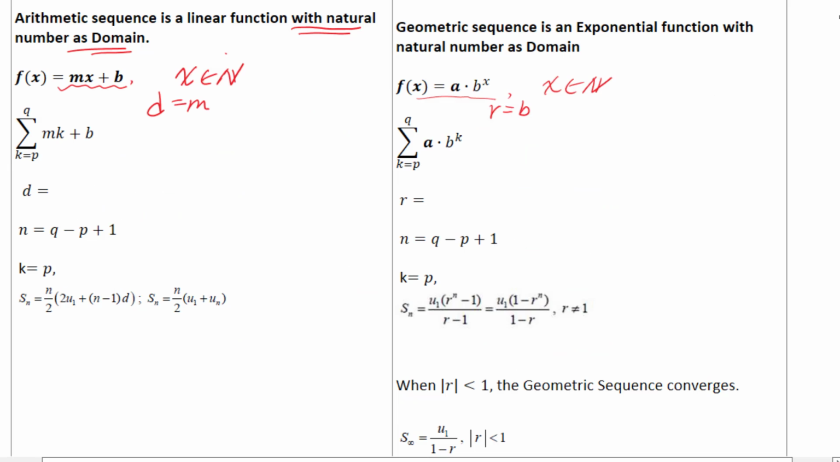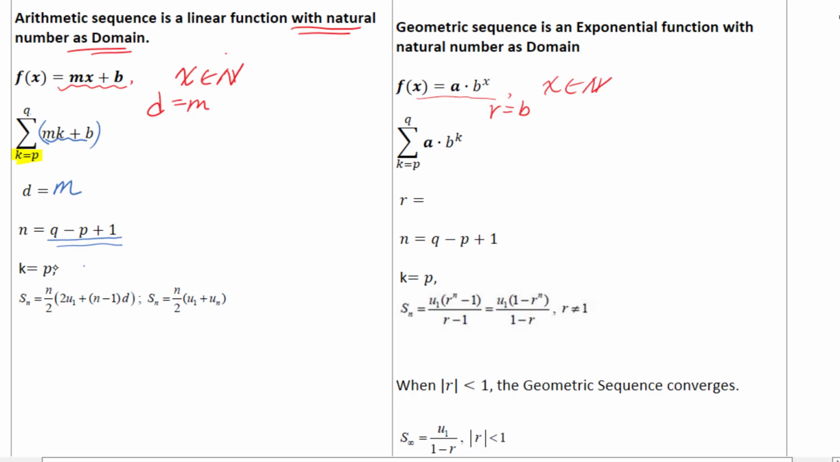So for the sigma notation, when you have this linear function, then this will be an arithmetic series. The d is the slope. The number of terms will be q minus p plus 1. Don't forget the plus 1. From this sigma notation, we know the starting ordinal number is p.